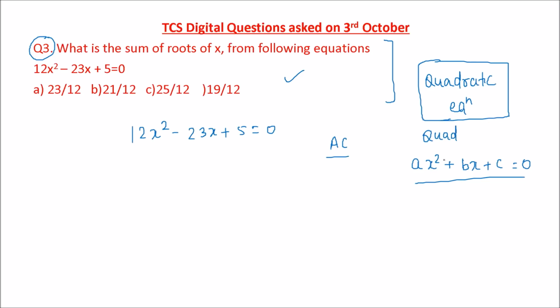Why is it called a quadratic equation? Because here we have a square. We will also have a linear equation. The linear equation will be ax plus b, so x to the power 1.